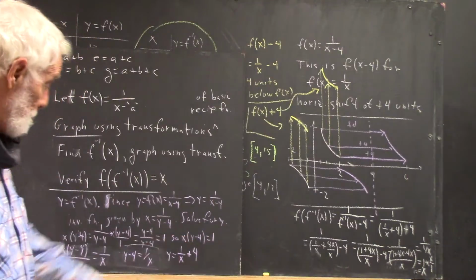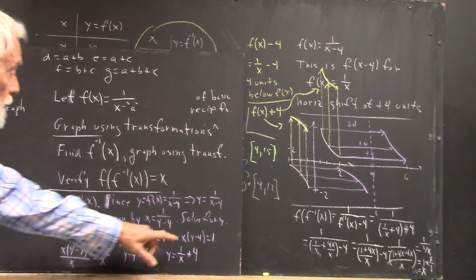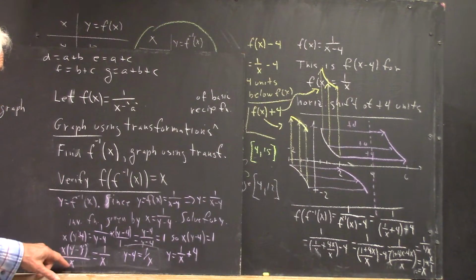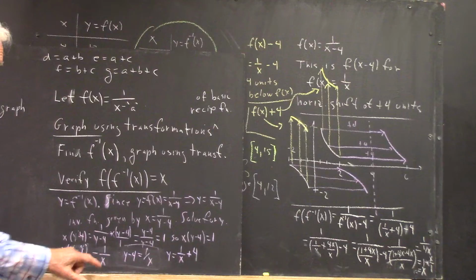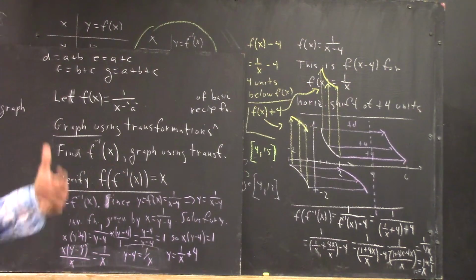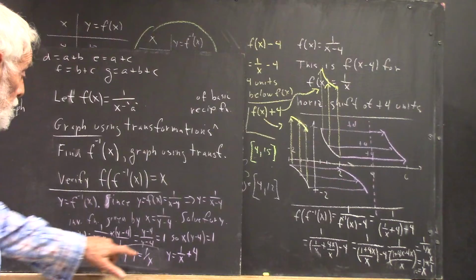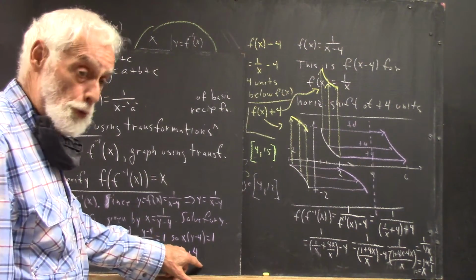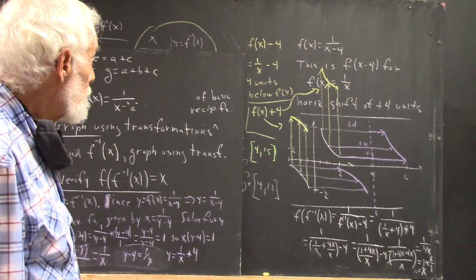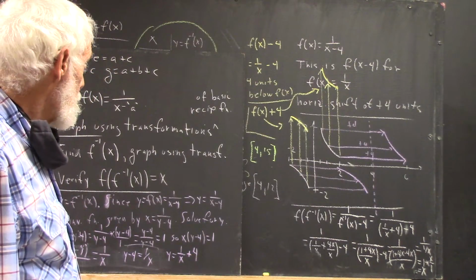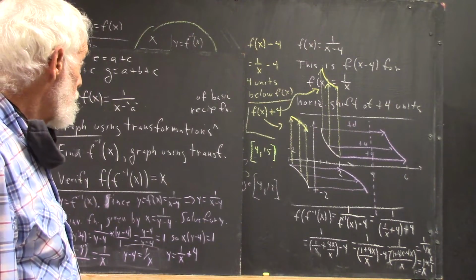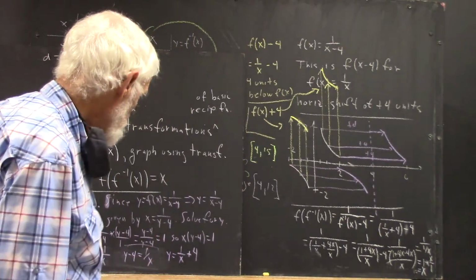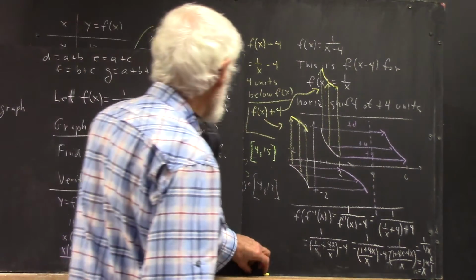Okay, solve for y. Well, that means you're going to have to divide both sides by x to start with. So you have x times y minus 4 divided by x equals 1 over x. X divided by x is just 1, so you have y minus 4 equals 1 over x. So y equals 1 over x plus 4. And that's why I graphed f of x plus 4, which is, of course, 1 over x plus 4.